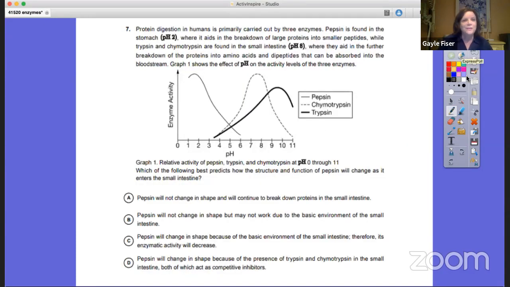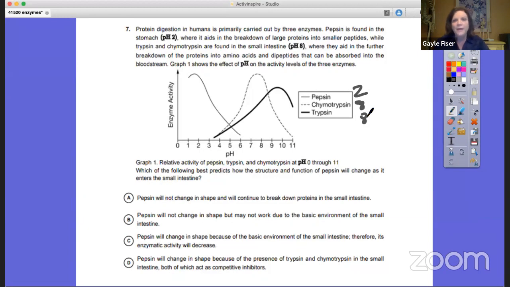All right, next question. We have a graph with 3 lines. We have a pepsin line, a chymotrypsin line, and a trypsin line. Pepsin is solid, chymotrypsin is dashed, and bold is the trypsin line. Protein digestion in humans is primarily carried out by 3 enzymes. Pepsin is found in the stomach, which is pH of 2, where it aids in the breakdown of large proteins into smaller peptides. Trypsin and chymotrypsin are found in the small intestine at pH of 8.